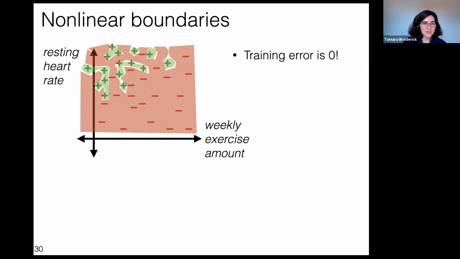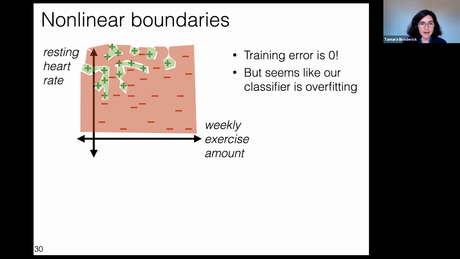Exactly. Yes, the training error is 0. And it's super flexible. But sometimes flexibility can be a little bit too much, as we're seeing here. Maybe I have the ability to get so much nuance in my data that I'm worried how it's going to perform on new data. And that's exactly the concern with overfitting.